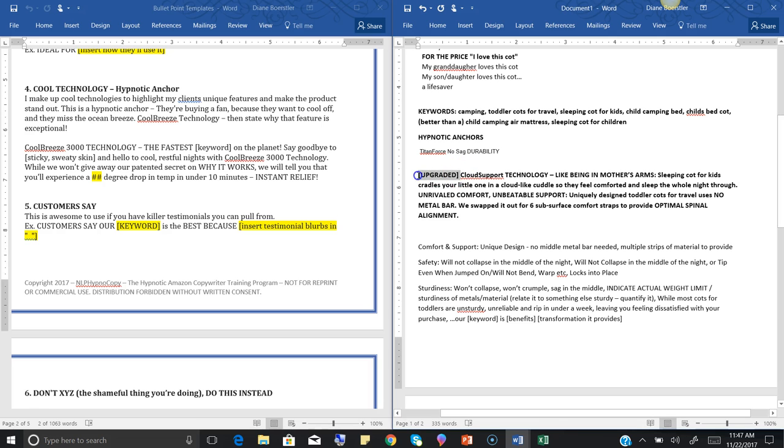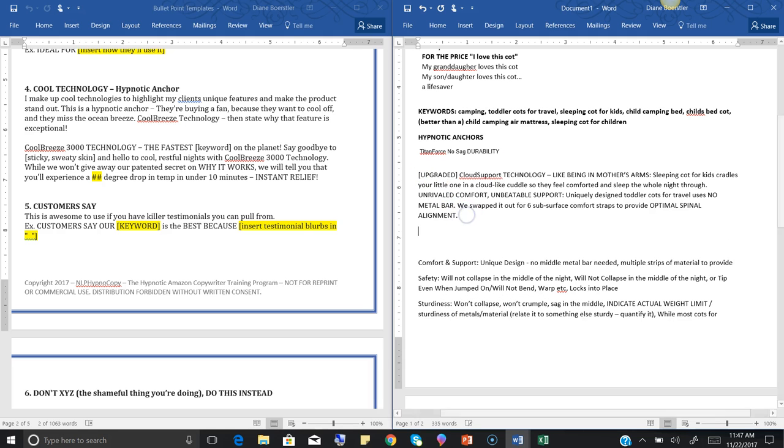It's especially important, I'm not sure if I've mentioned it, that if you have to change your product and fix a flaw, you put upgraded in front of it and then explain what you fixed, right? And there are a lot of sellers out there who are constantly upgrading their product, right?